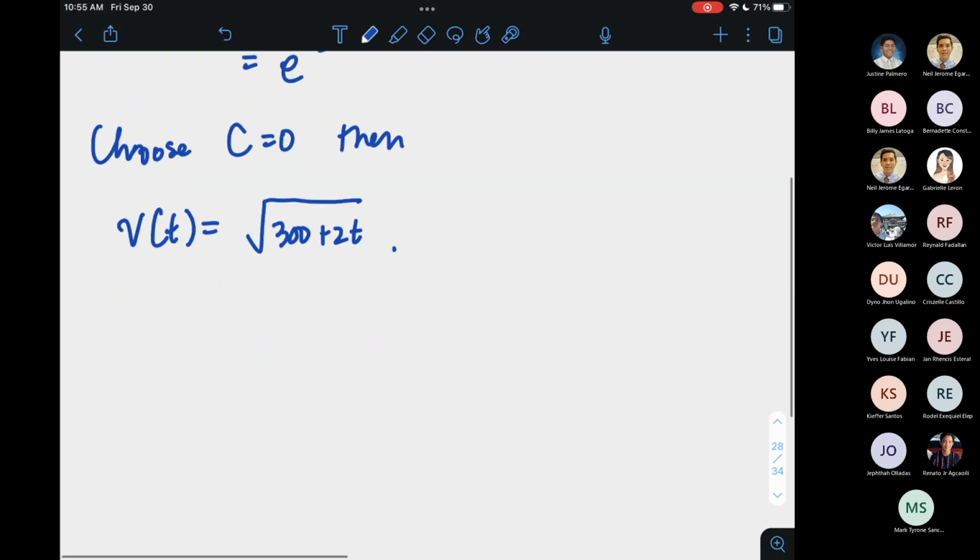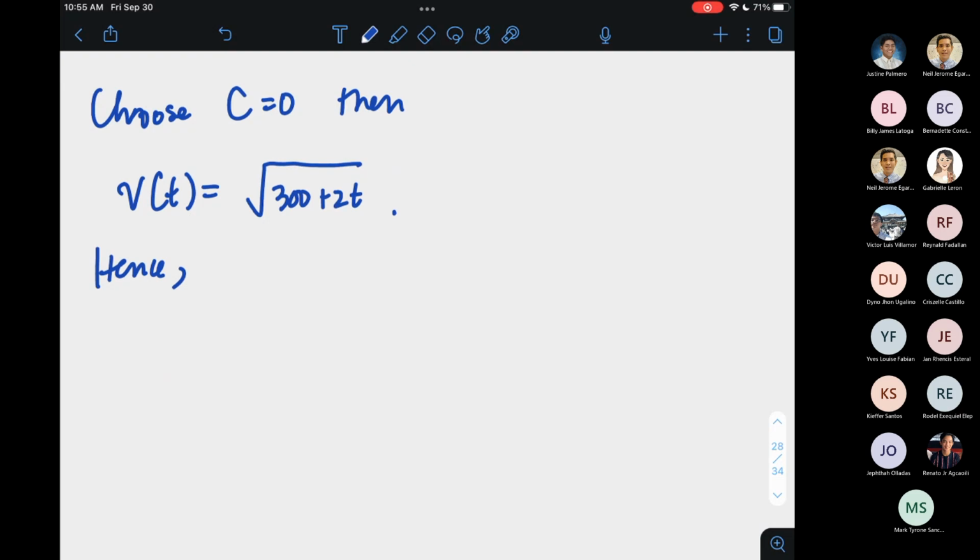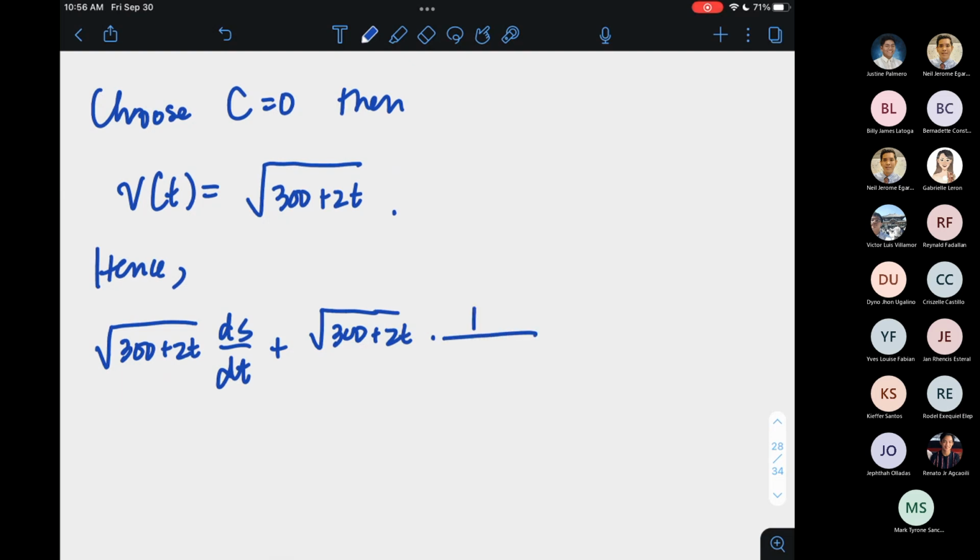Okay? Now I have the integrating factor, so I'll multiply both sides of our ODE by the integrating factor. So hence, ito yung mangyayari. Magkakaroon tayo ng square root of 300 plus 2t times ds over dt plus square root of 300 plus 2t times 1 over 300 plus 2t times s equals 4.5 square root of 300 plus 2t.